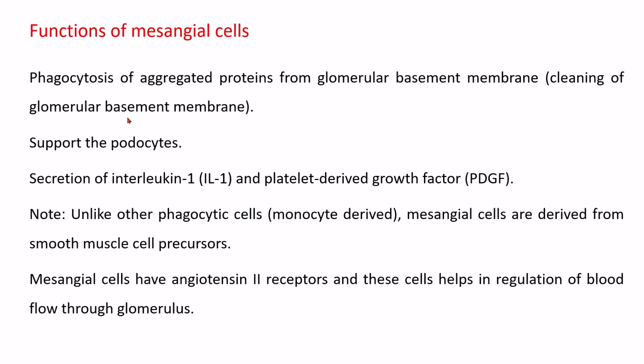So functions of mesangial cells: phagocytosis of the aggregated protein from the glomerular basement membrane, cleaning of the glomerular basement membrane, support of the podocytes, and secretion of interleukin-1 and platelet-derived growth factor. Unlike other phagocytic cells, mesangial cells are derived from smooth muscle cell precursors. Mesangial cells have angiotensin 2 receptors, and these cells help in regulation of blood flow through the glomerulus.